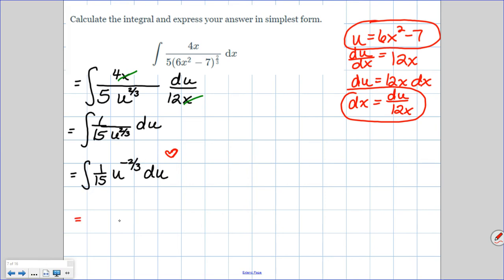So I'm going to add 1 to the exponent. Negative 2/3 plus 1 is 2/3. Let me just double check. I can't calculate right now.